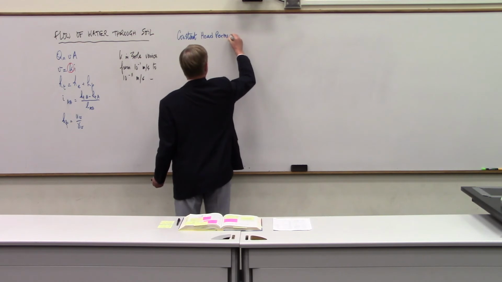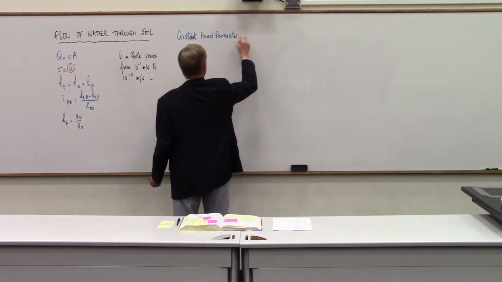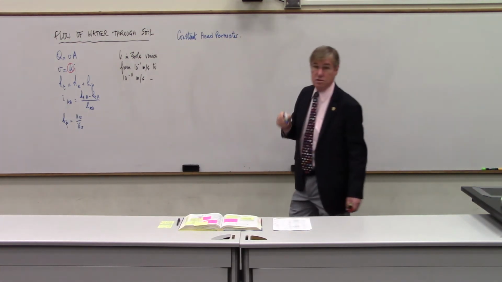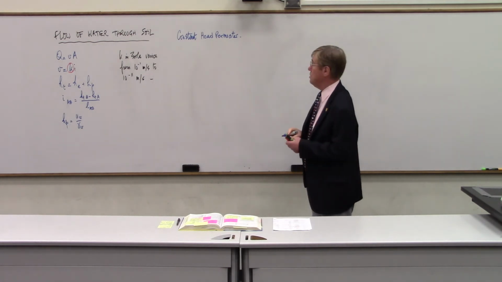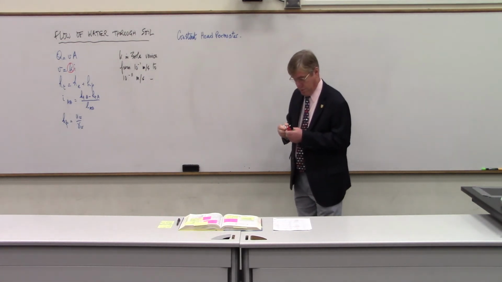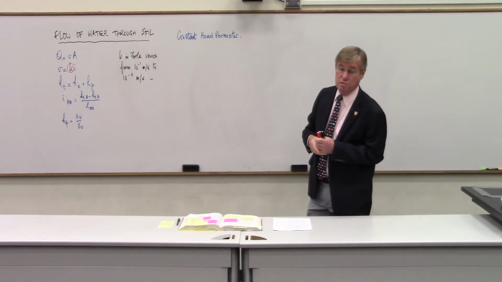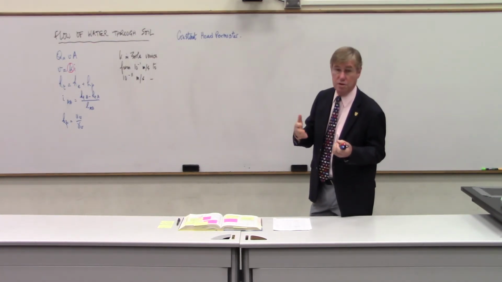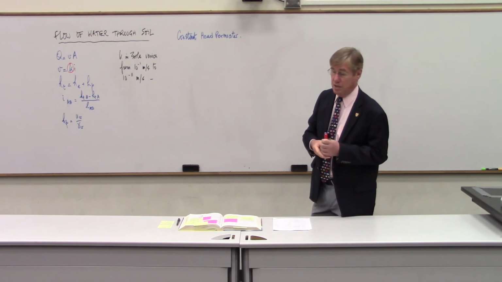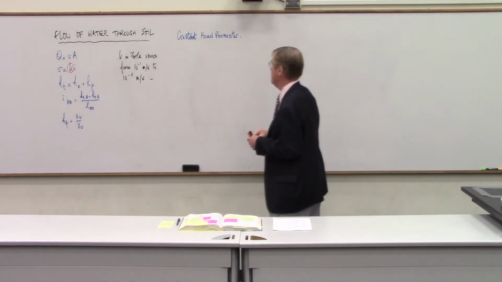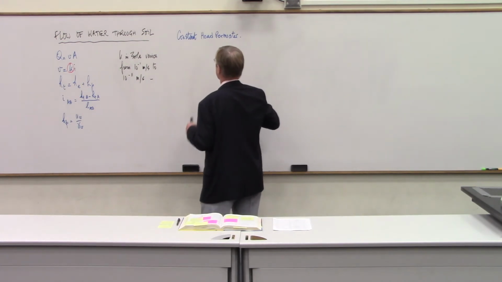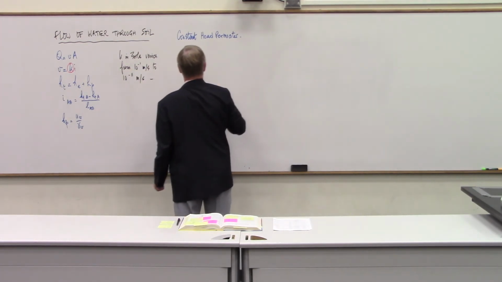And that's the one that Darcy used when he was asked about the problem in Dijon, where they were losing water in the fountains, and he had to find out where the water was going so he could fix the problem. And that's when he developed that very useful constitutive law.